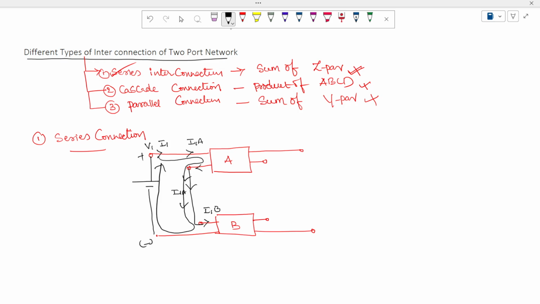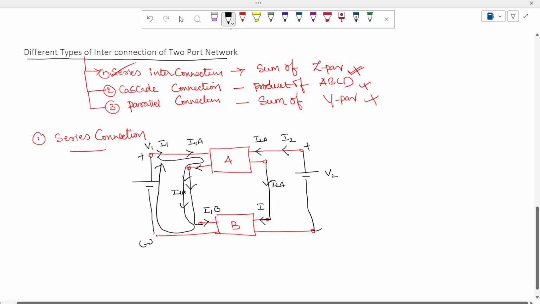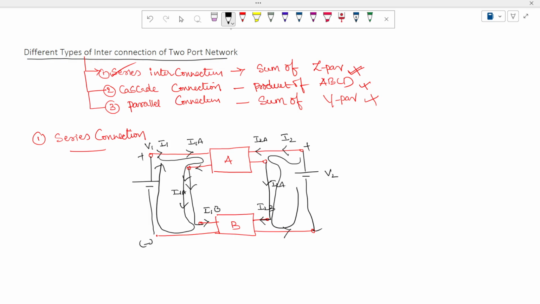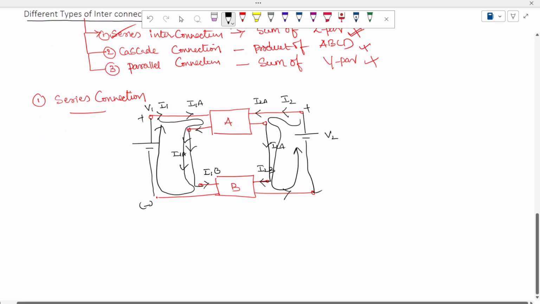This is a series connection. Coming to the output port side, here we are exciting with a voltage of V2 and a current of I2 flows here, and we are going to interconnect A and B. The output of A is connected to the input of B, and the current which flows into port A is I2A. The current which flows into port B is I2B, and the same current. You can see these are also connected in series. So now we need to find the relation.